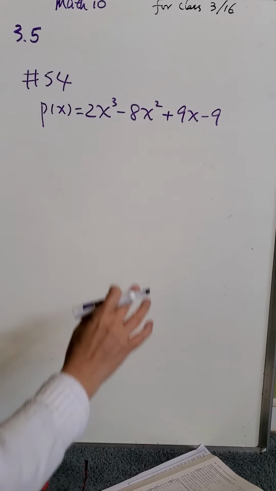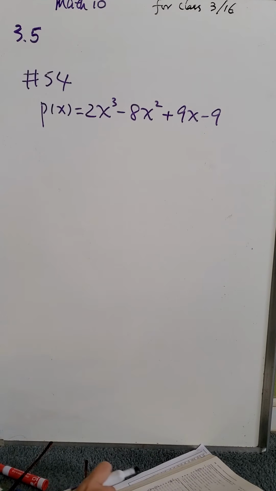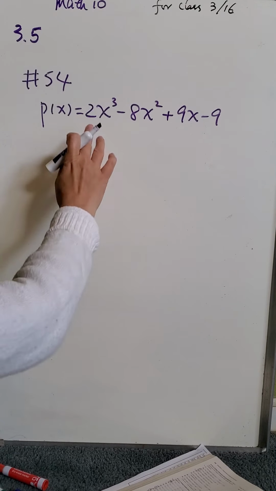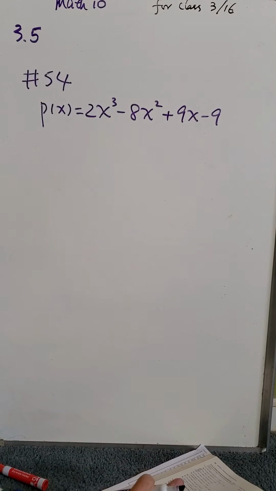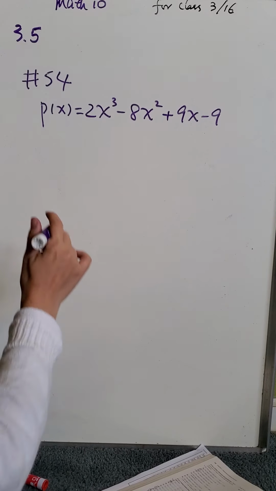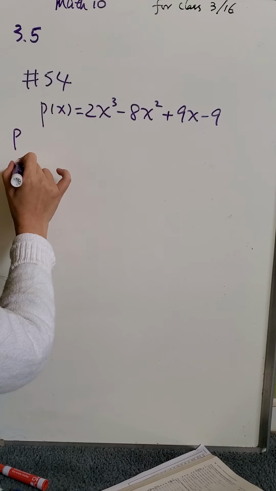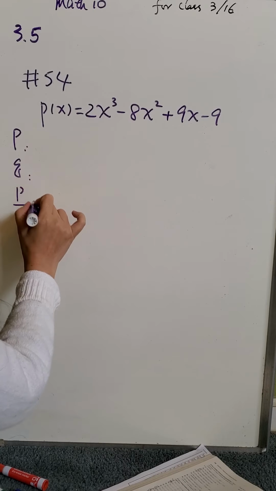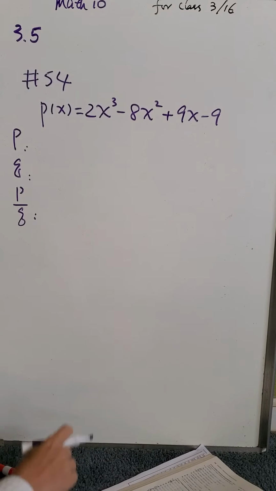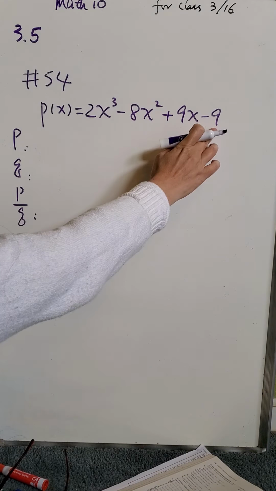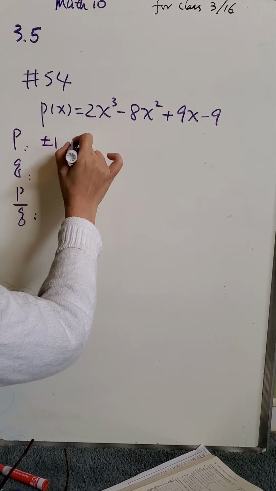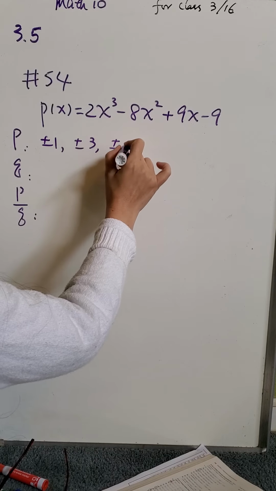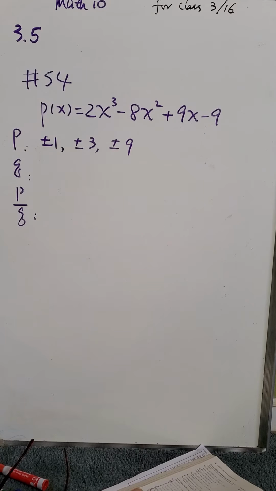So now we're going to solve this. We're going to use the technique we learned in the last session to narrow down the solutions first. List out the possible solutions using p, q, and then p over q. We want to find all the numbers that divide 9. So it's plus minus 1, plus minus 3, plus minus 9. So there are only 3 sets.